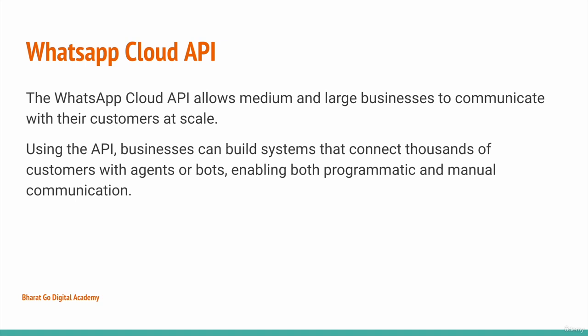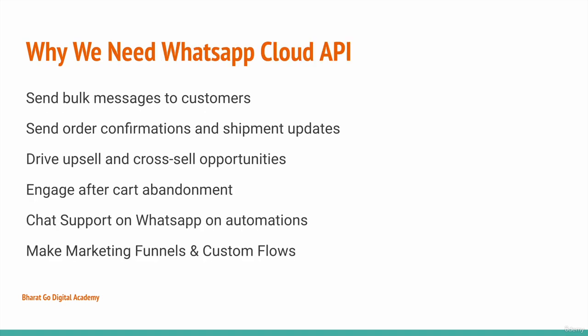But with the help of Cloud API, when you have a list of 10,000 customers, you can easily send messages to all 10,000 people in just one go, and that too without getting banned. This is the purpose of this course: to teach you how to send bulk WhatsApp messages using WhatsApp Cloud API. So why do we need WhatsApp Cloud API? These are the various ways in which Cloud API can be used. In this particular course, we are going to stick to how we can send bulk WhatsApp messages to customers.